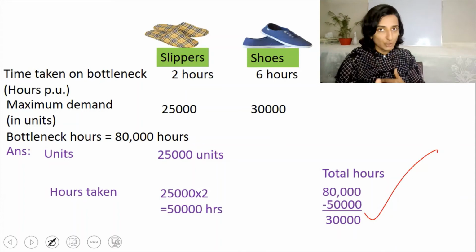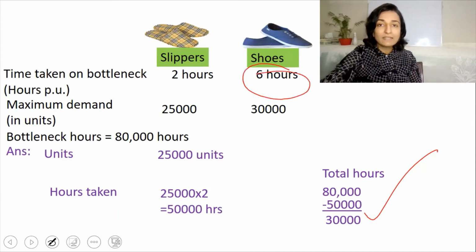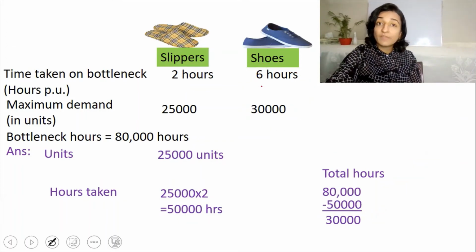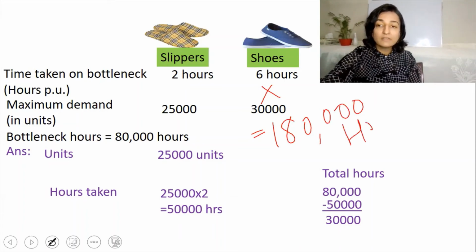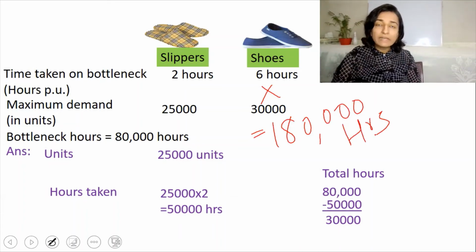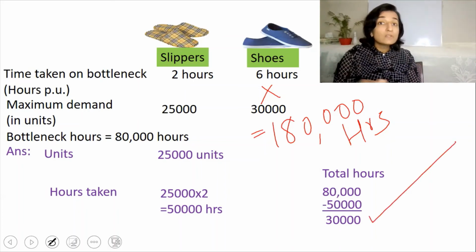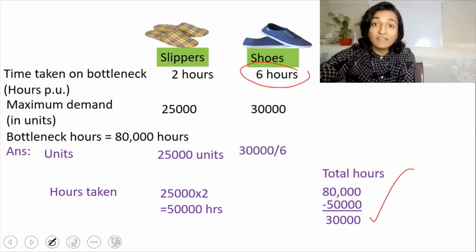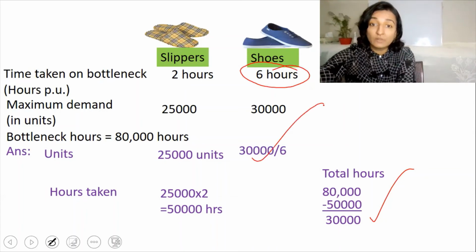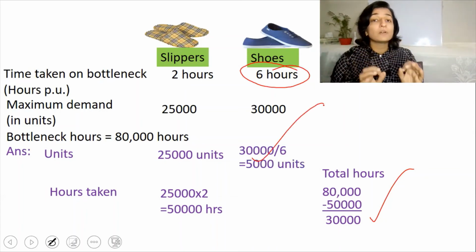Next, we will manufacture shoes. So 1 shoe takes 6 hours and the maximum demand is 30,000 units. So how many hours will be taken? It is 6 into 30,000, or it will take 180,000 hours. But do we have 180,000 hours? No, we have just 30,000 hours left with us. So in 30,000 hours, how many units of shoes can we produce? It is 30,000 hours, which is the total hours, divided by the hours taken for the shoes, that is 6 hours. So the number of units is just 5,000 units.